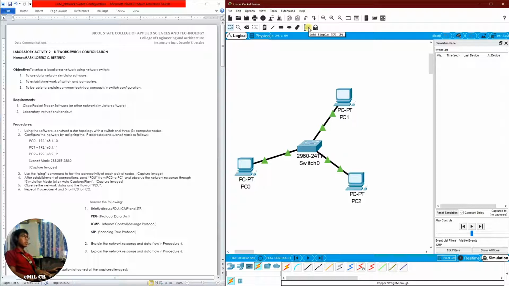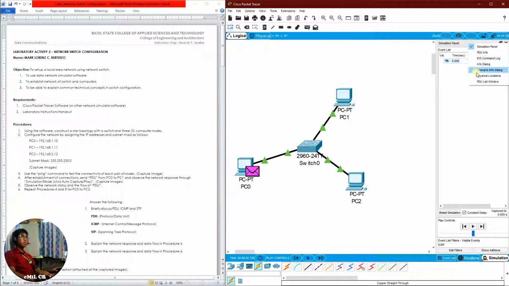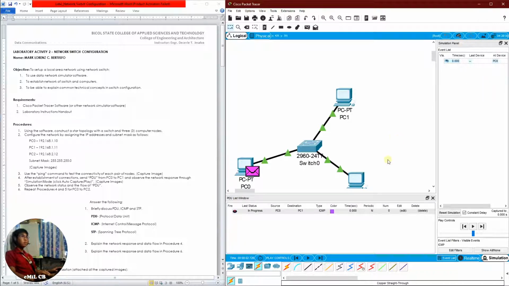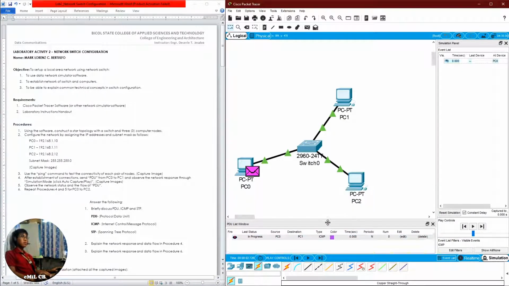Just click at the upper portion, then click add simple PDU. Click the sender PC0, and PC1 as the recipient. Let us activate here the PDU list window. We can see that the source is PC0 and the destination is PC1. Status: in progress. Make it lower. Let us play.